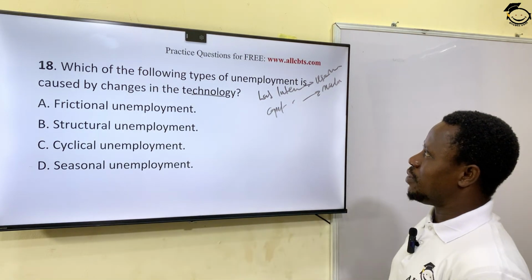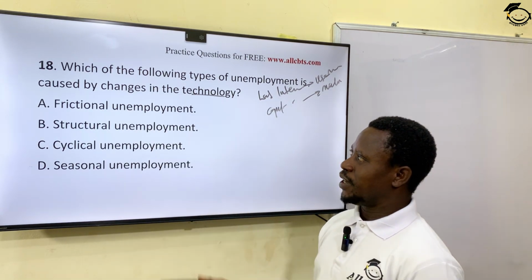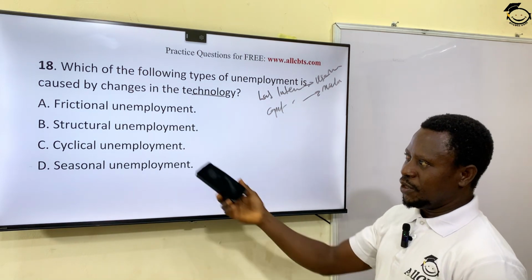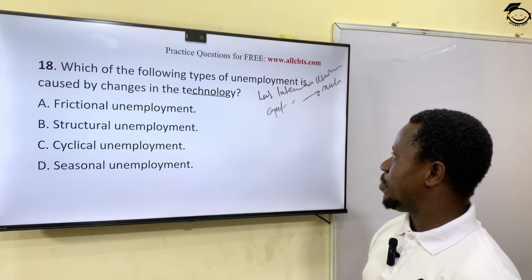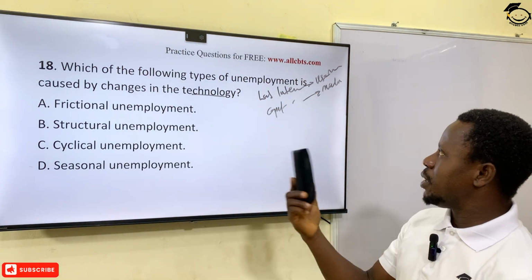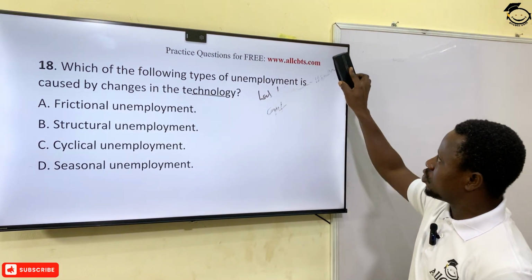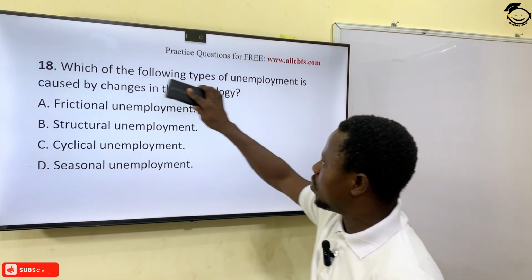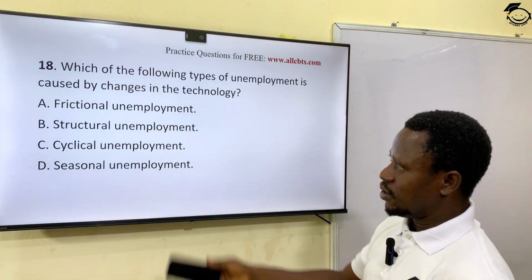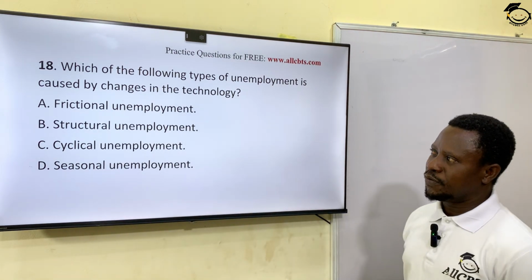So what kind of unemployment is this? Is it frictional? Is it structural? Is it cyclical or seasonal? For me, I think it's structural unemployment. Why? We've changed the structure of our productivity from labor intensive to capital intensive. Use of technology has changed the structure of productivity. So it's structural unemployment. All right? Option B is the correct option for this question.